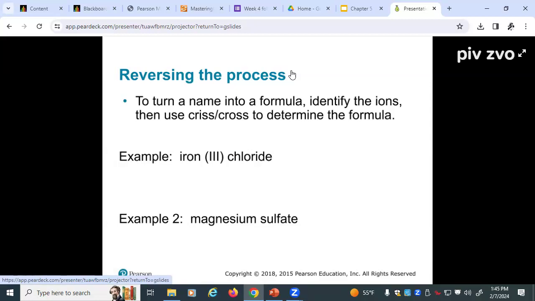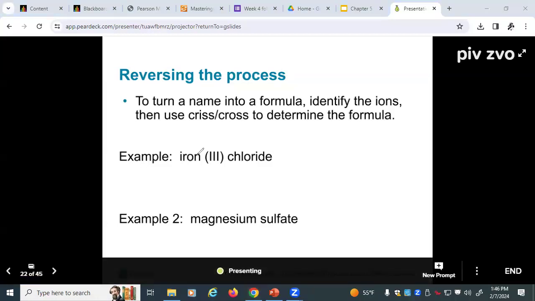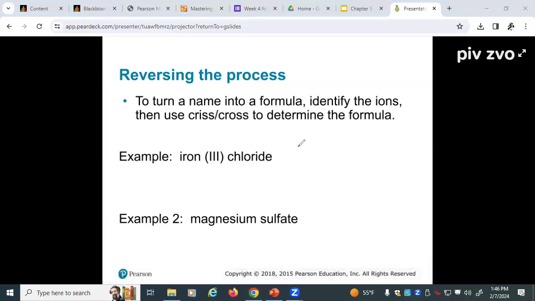So past couple of examples, we've been taking formulas and turning them into names. How do we turn the names into formulas? And basically the answer is kind of what we were talking about at the very beginning of this process. What are the ions? How do the ions interact? So in a lot of ways, this can be easier if we're able to identify what the ions actually are. So for example, iron 3 chloride. We know that iron 3 chloride is going to have an iron 3 ion on it. That's Fe plus 3. Remember, the 3 there tells us the charge on the iron.